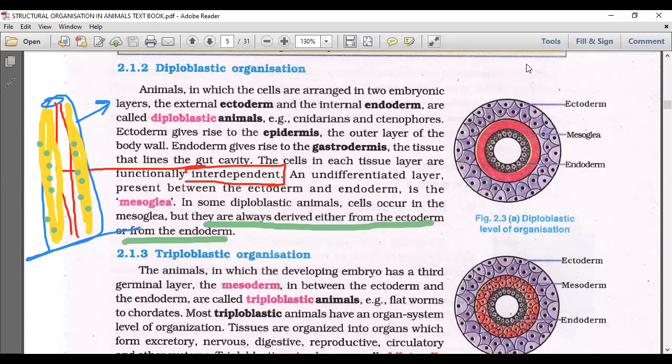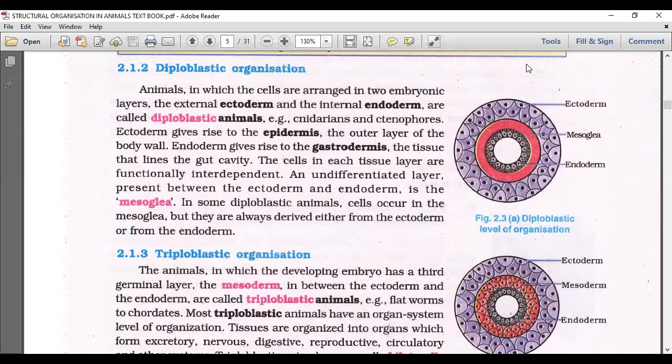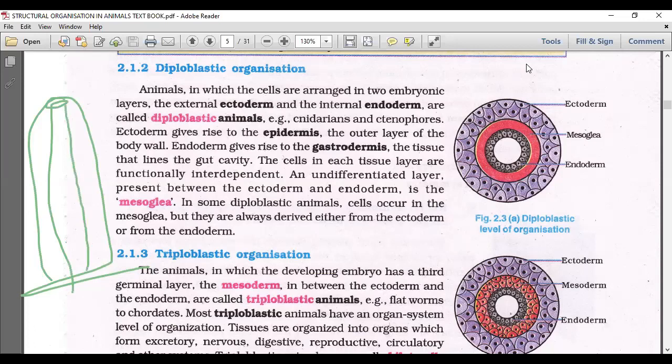Okay, so this is the story of diploblastic organization, in which the cells are arranged in two embryonic layers, external ectoderm and internal endoderm, called diploblastic animals. Example, phylum Cnidaria and phylum Ctenophora. In that, ectoderm gives rise to the epidermis, the outer layer of the body wall in the adult. Endoderm gives rise to the gastrodermis. So that we need to check. Outer epidermis and inner gastrodermis. This is the gastrovascular cavity, or gut cavity, we can say.